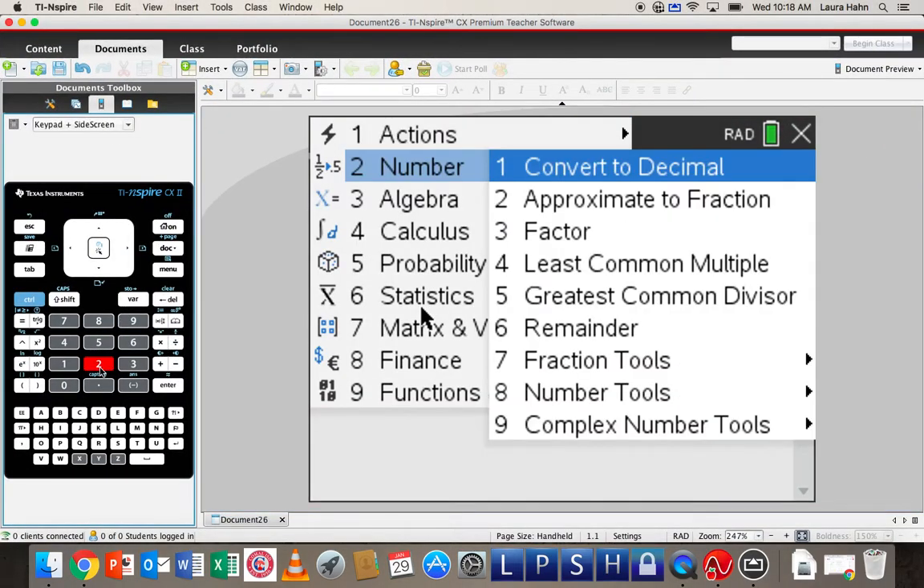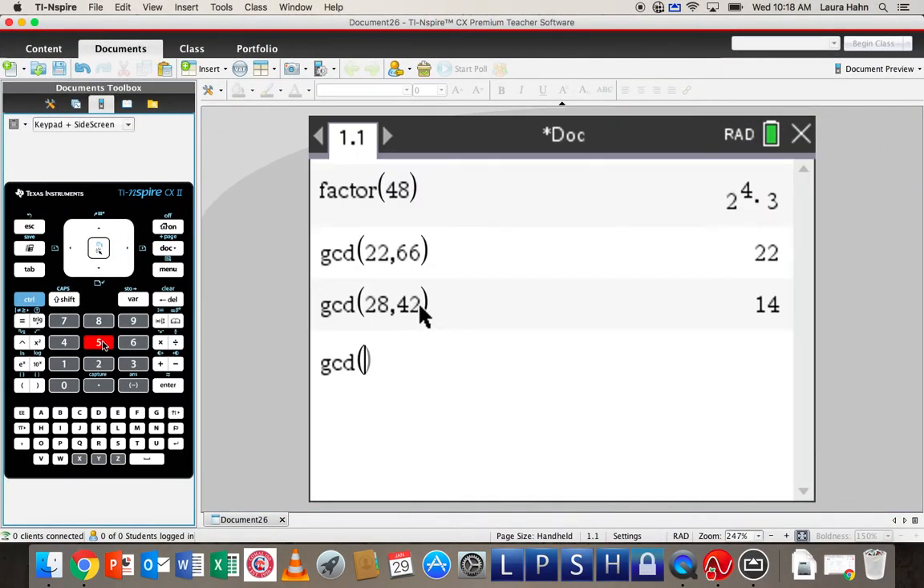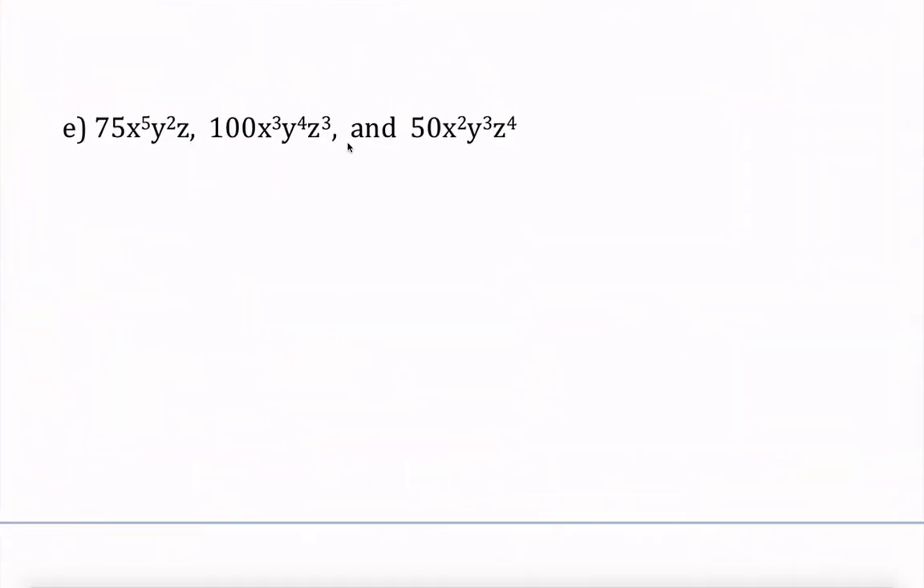Menu, Number, Greatest Common Divisor. So I'm going to type in my smallest number, which is 50, comma, my largest number, which is 100. I know it tells me 50 goes into 50, 50 goes into 100, but I have to check, does 50 also go into 75, which was my third number? Well, 50 does not go into 75, so I know that's not going to work.